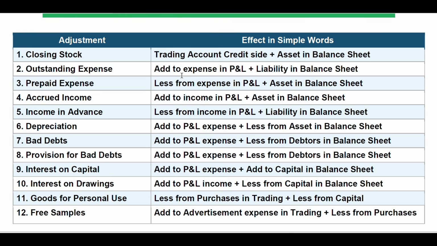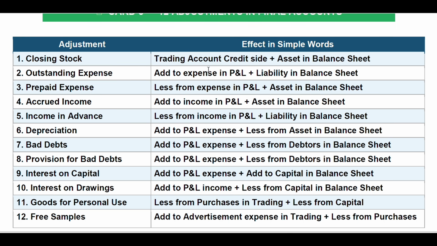So closing stock, to understand, we have a table here: adjustments on the left side and effects in simple words on the right side. Number 1, closing stock: trading account credit side plus assets in balance sheet. Outstanding expenses: add to expense in profit and loss plus liabilities side in the balance sheet. Prepaid expenses: less from expenses in profit and loss and assets in the balance sheet.